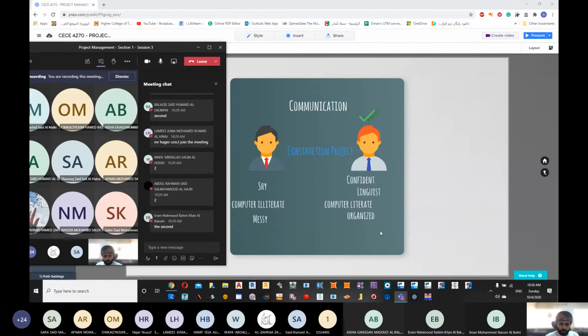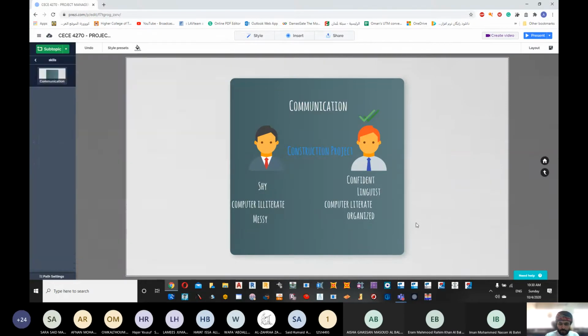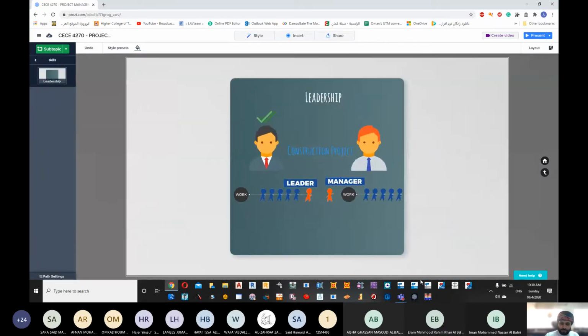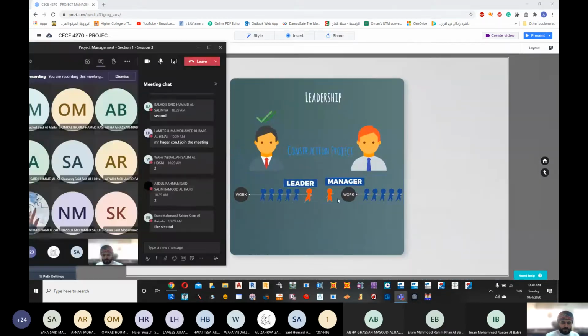Okay, so what we try to illustrate for communication is that it's important for the project manager to communicate with the others. If you don't know how to communicate, your good project is not going to be listened to. Okay. After that, we have leadership. And this is a good example of being a manager and being a leader.